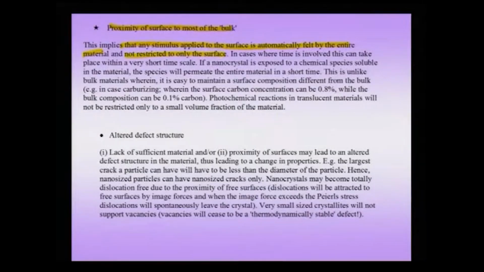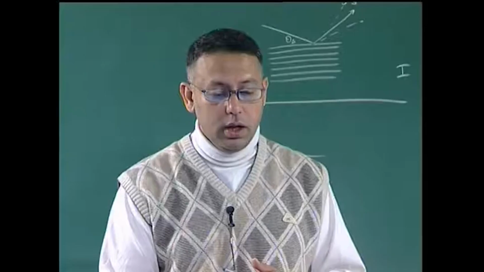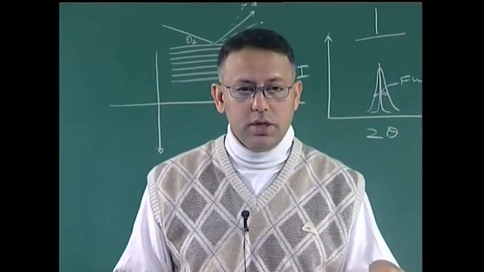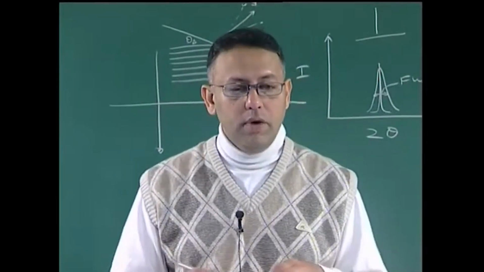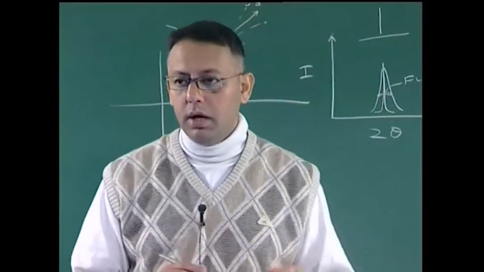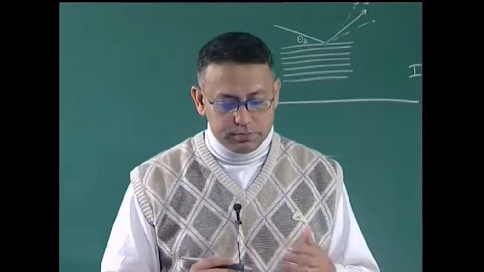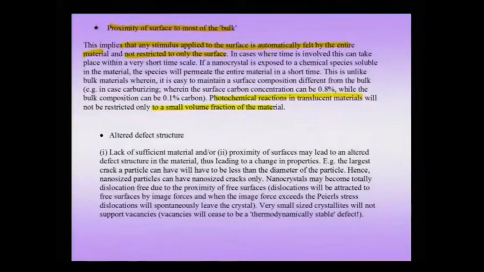So, this is a very special case and this is not restricted to the surface. Suppose I am talking about photochemical reactions in translucent materials, this will not obviously be restricted only to the surface, but the entire volume of the material could be affected by these photochemical reactions. So, this is one example to tell you that in nanomaterials the region called surface and the region called the interior may be very closely and intimately interconnected, which makes it difficult for us to avoid certain effects which we will take up here.